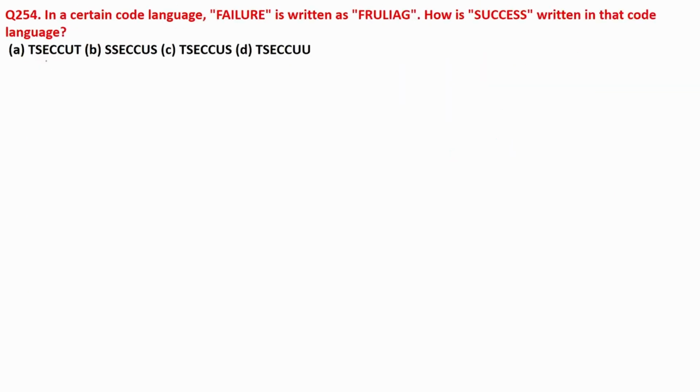There is a question related to coding and decoding. See, there is a question. In a certain code language, failure is coded as F R U L I A G. That is the code language. If you identify the code language, you just apply the same code language for success and choose your option. Now see, what is that?